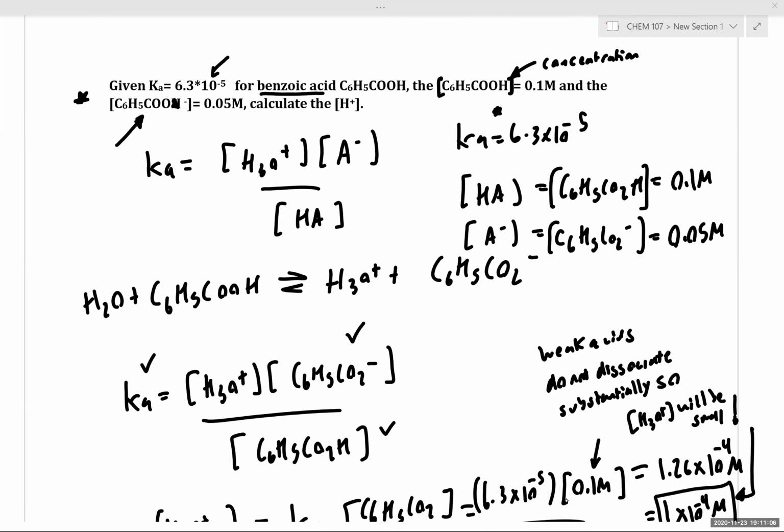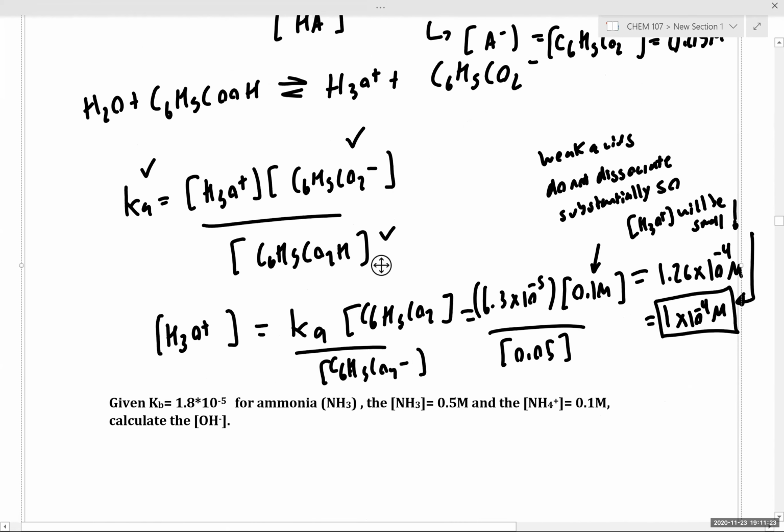So just as a recap, we wrote out our Ka expression. We identified our acid and conjugate base, and we are given the concentrations in our problem. We then are asked to solve for the concentration of H plus. So we take our equation, substitute our known values, and solve for our unknown concentration of H3O plus. In turn, that gives us a very small concentration of H3O plus, which matches the pattern of behavior and reactivity that we observe for weak acids. Does that make sense to everyone?